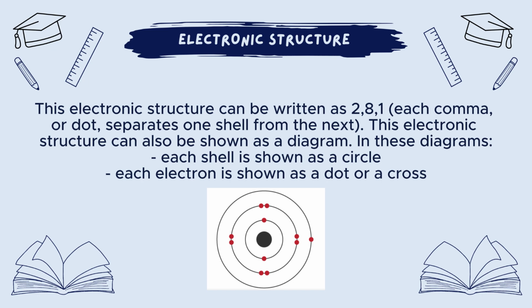This electronic structure can also be shown as a diagram. In these diagrams, each shell is shown as a circle, and each electron is shown as a dot or a cross.